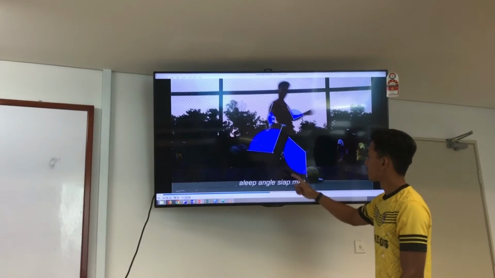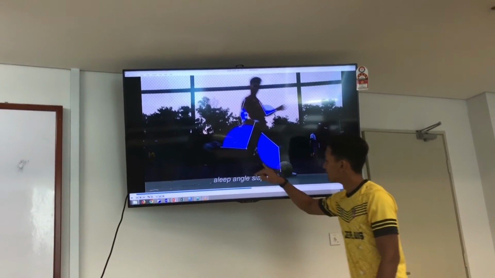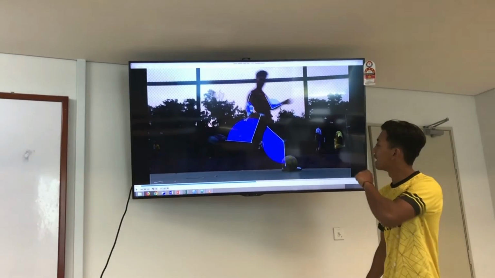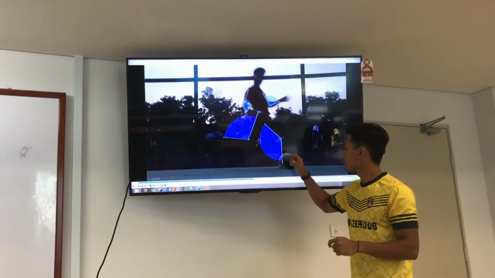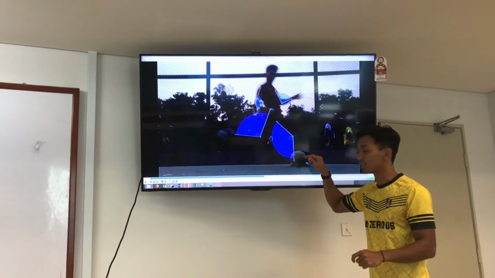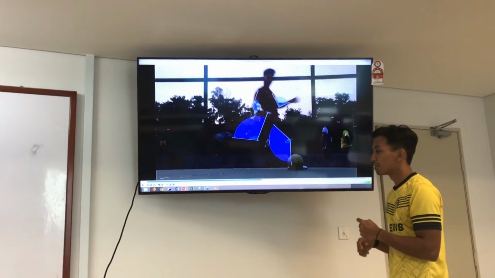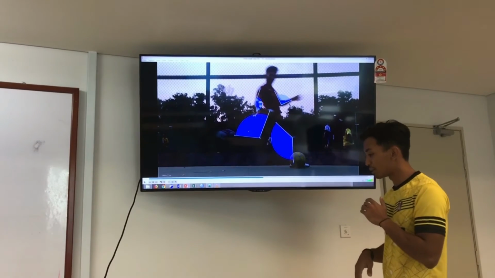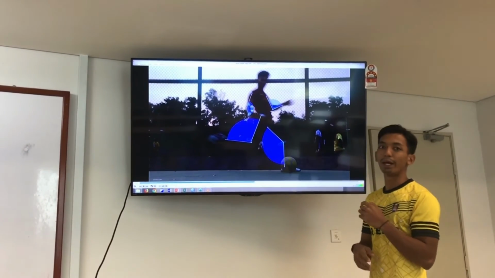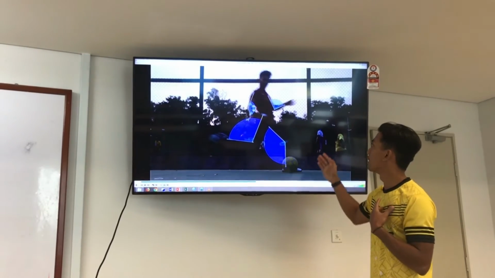Okay, for the elite player, you can see here the angle of the leg is 104. It's smaller than the novice player, and the standing leg, which is the left leg, is 133. It gets lower enough to kick the ball, and you can see the body is leaning back a little bit.